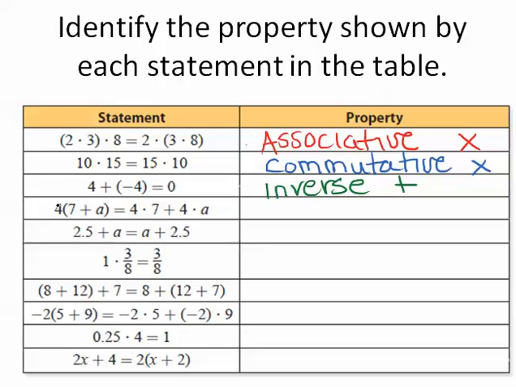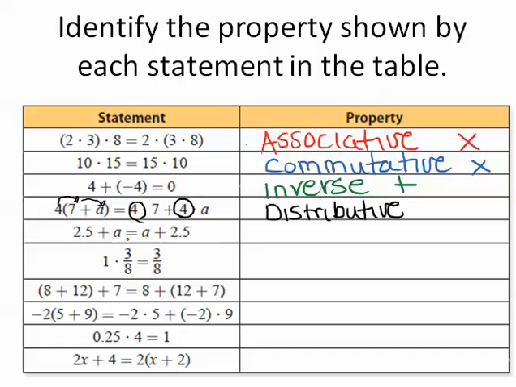Okay, the next one. 4 times 7, 4 times A. Oh look, the distributor man is on each of them. Everybody gets the windsock. So this is the distributive property. Now, it is not a distributive property of multiplication or addition because it has both. It's just called the distributive property. Okay, so the next one.